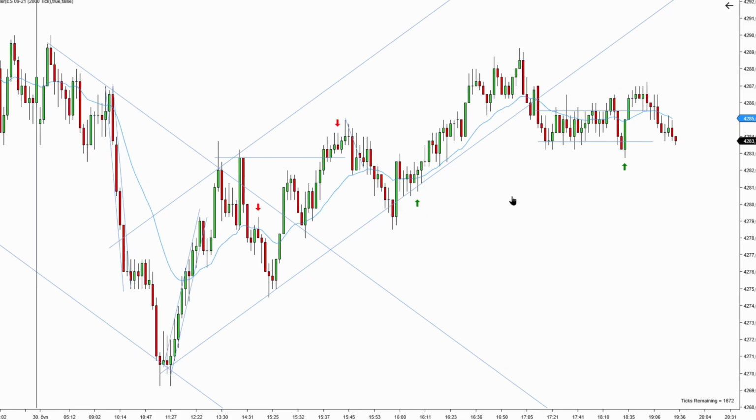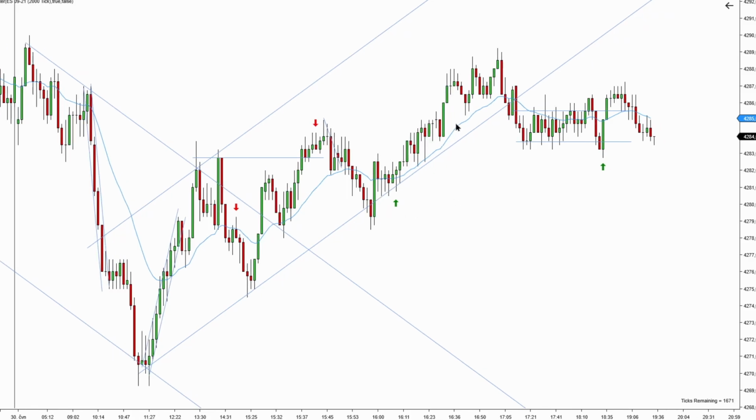Still 2-1 for the day, not bad. And I was trailing my stop loss one tick below each new swing, and it ended up stopping me out right here. And I think I got as much as I could out of this runner.